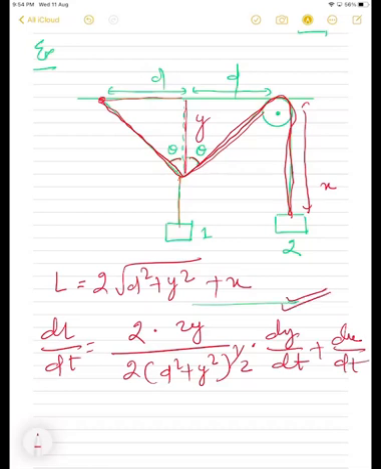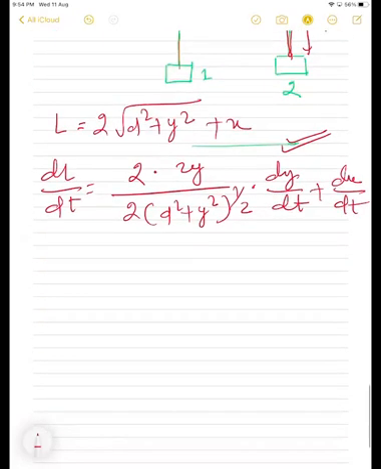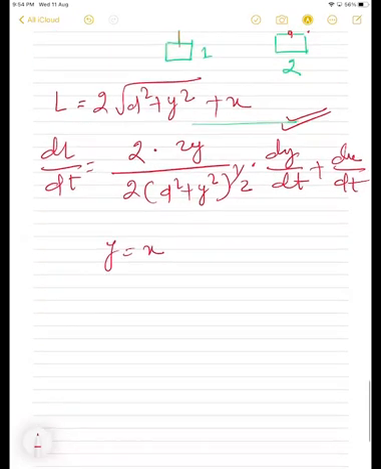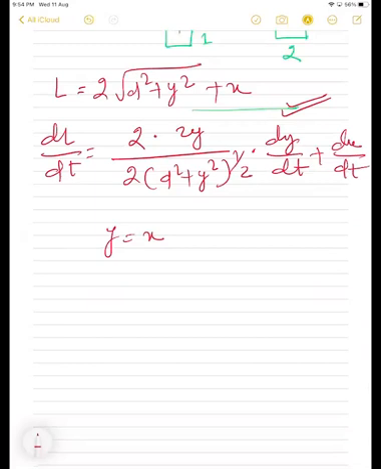Just see how to differentiate with respect to a new variable, because d is there, y is there, and I want to differentiate them with respect to time. Once again I'm saying about the derivative. I want to find dy by dt. Then what are we doing? We are writing dy by dx into dx by dt. We are writing like this, right?